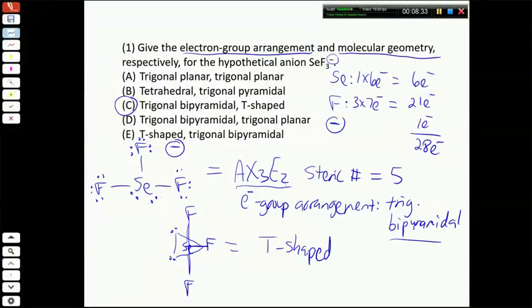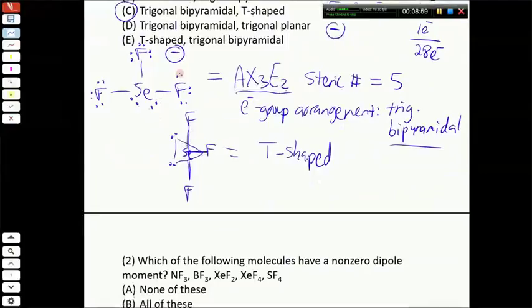Well, so choice C just has them reversed. The key word here is "respectively." We're looking for the electron group arrangement first and then the geometry. So that's the geometry and then the electron group arrangement. Okay? Anything else? Electron group arrangement. Okay, so we can summarize that real quick.